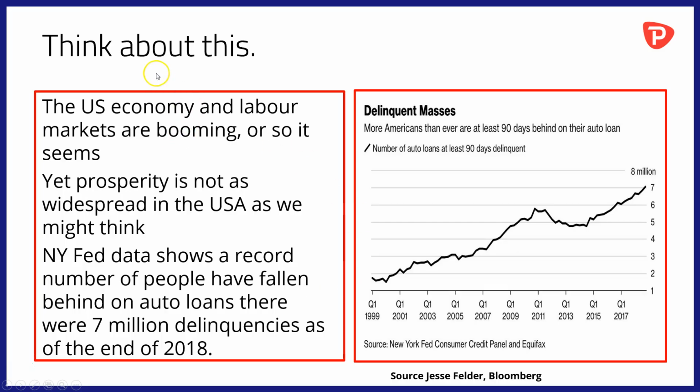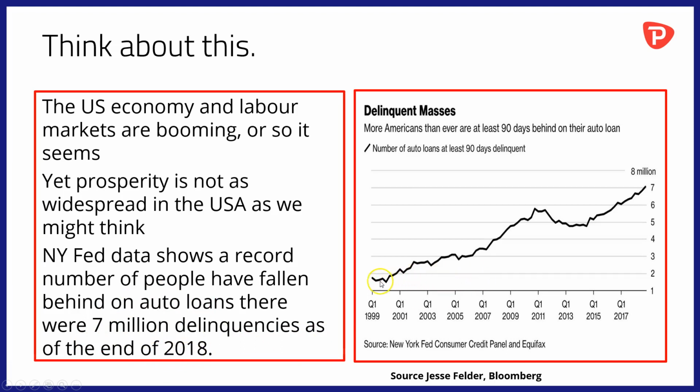Okay then, food for thought, something to take away with you into the trading day and beyond. Why not think about this? As we've seen, the US economy and labour markets are booming, yet prosperity is perhaps not as widespread in the USA as we might have thought. New York Fed data shows a record number of people have fallen behind on auto loans, and there were 7 million delinquencies as of the end of 2018.